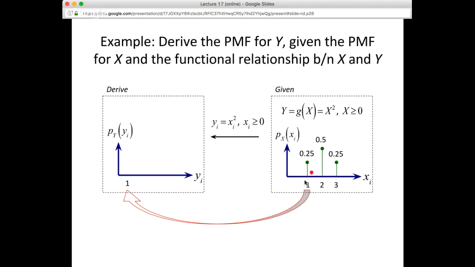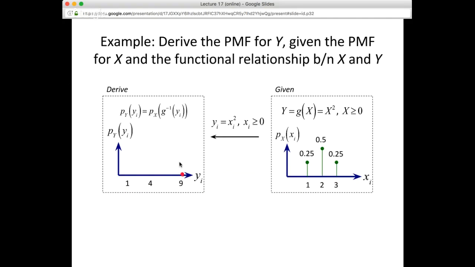And so, for example, we can imagine that an event random variable x equal to 1 is going to map to the random variable y equals 1, because 1 squared is equal to 1. Likewise, the random variable x equal to 2 is going to map to the random variable y equal to 4, because 2 squared is 4. And likewise, 3 maps to 9. And so we know the location of these 3 events, how they map from xi to yi.